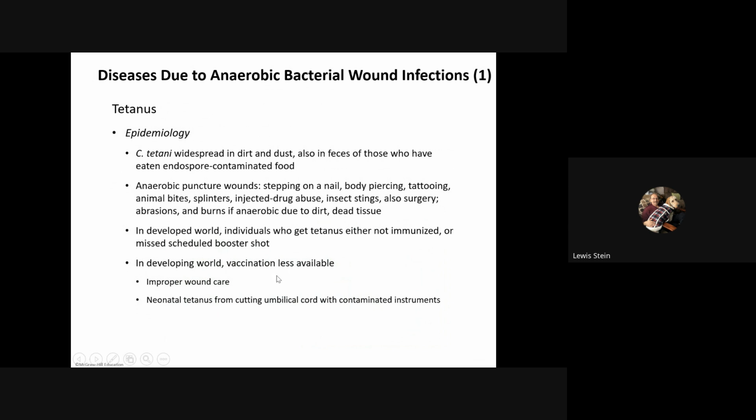It's all about the availability of health care and the availability of the immunization. Here's the neonatal tetanus, that's proper wound care. Individuals who get tetanus either not immunized or miss scheduled booster shots. So effectively, what happened to that homeless individual?